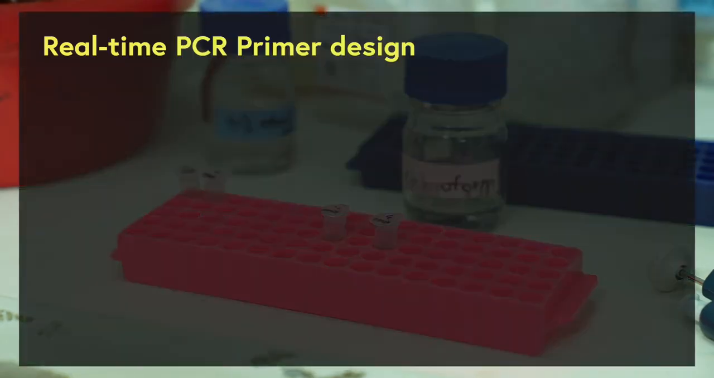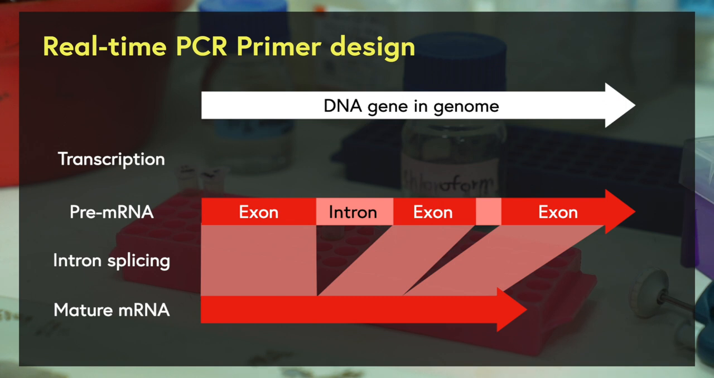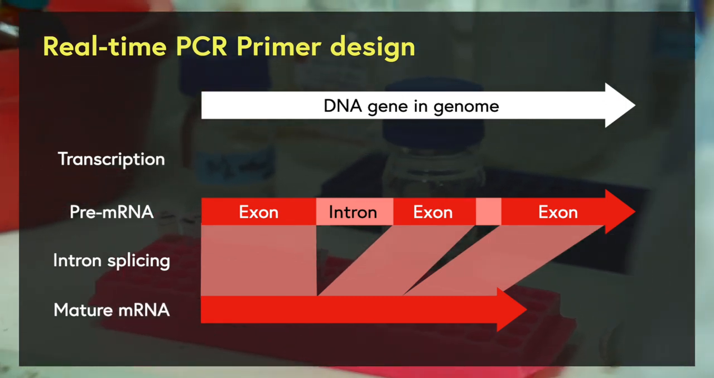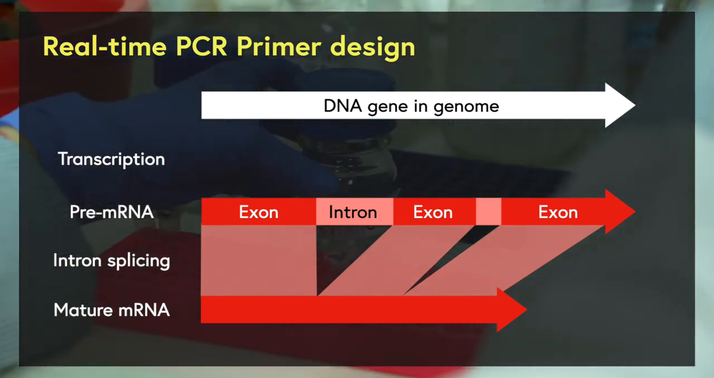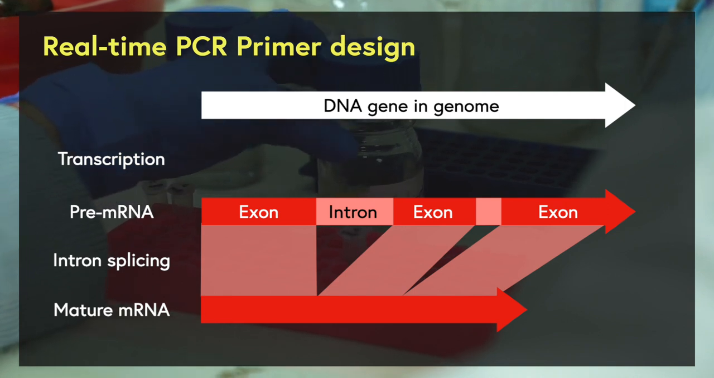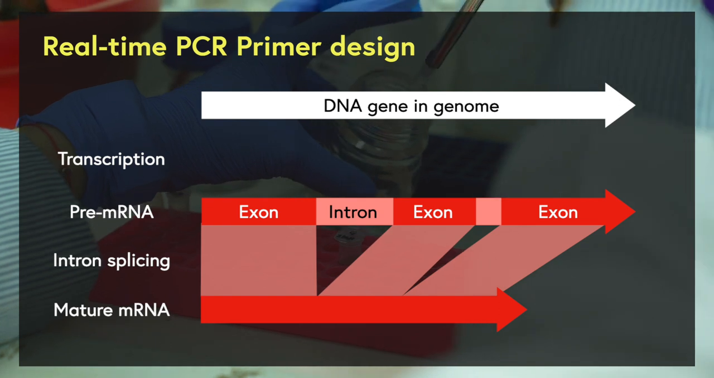Then we will talk about real-time PCR primer design. As you remember, in the cells, we will always have the chromosome DNA, and then our cell will start generating messenger RNA using the genomic DNA as template. However, the genomic DNA contains the intron, not only the exon. But for the mature mRNA, the intron part will be excised, removed from the messenger RNA, to become a mature messenger RNA.